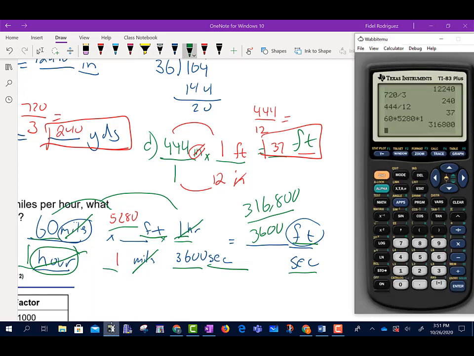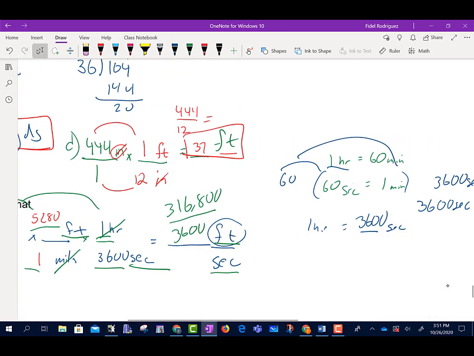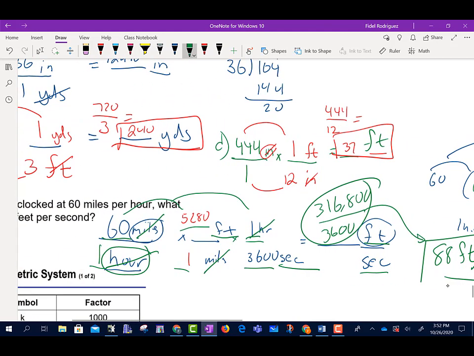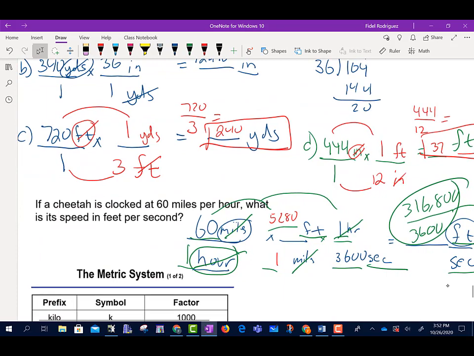Now I'm going to take my calculator and I'm going to divide those numbers out. So let's divide it by 3,600. Okay? And we're coming up with 88. So my answer here would be 88 feet per second, right? So all we did is divide those, and we got our nice pretty 88. Okay, so again, one thing I really want to mention, you can see there's quite a bit of conversions that we have to do. Okay.